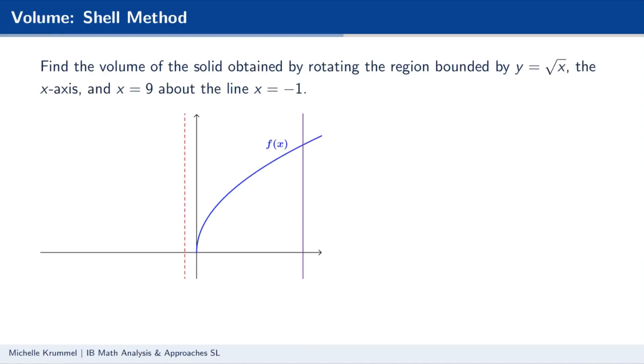For this next problem, we're asked to find the volume of the solid obtained by rotating the region bounded by y equals square root of x, the x-axis, and x equals 9 about the line x equals -1. So let's call this x equals 9, and this is our x equals -1 here. Our shaded region is this region right in here, and that is going to be rotated around x equals -1. Not the y-axis, but x equals -1.